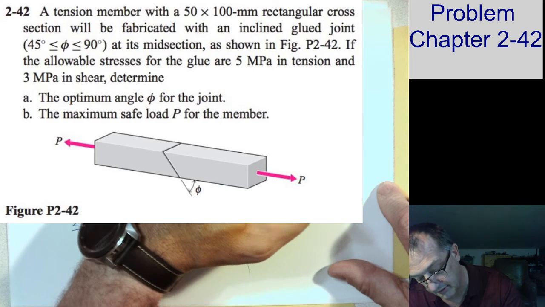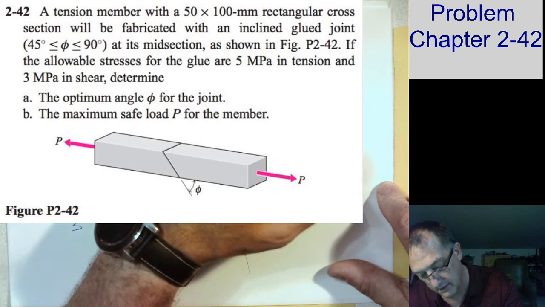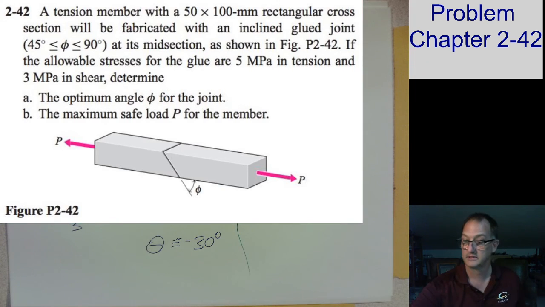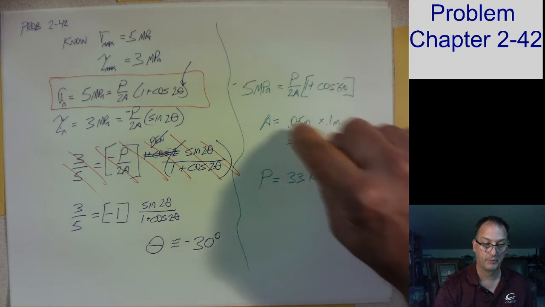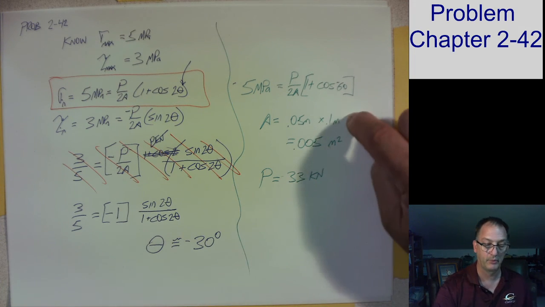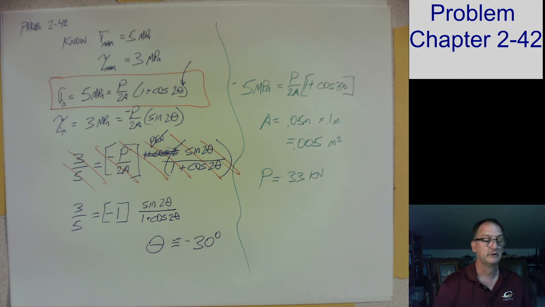And then when I calculate that all out, substitute that in, P is equal to 33 kilonewtons. Sorry, can't see it. There you go. The area, 0.05 meters by 0.1 meters, 0.005. I'm going to get a load of 33 kilonewtons. There you go. Does that sound reasonable? I don't really have a sense for kilonewtons.